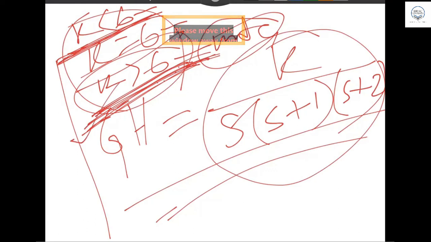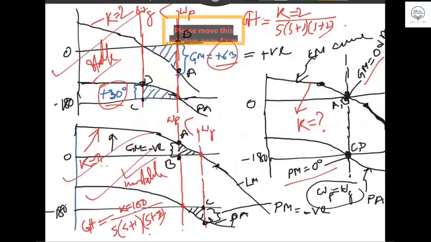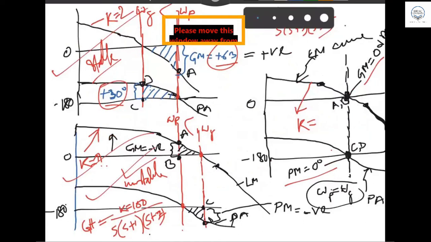Yes, sir. Okay, now my question is, for marginally unstable and critically stable, what should be the K value? K equals 6, sir. Why did you say 2? I was considering our value, sir. Now our value is, we assume 2. That's why we got it is stable. If we consider 6, then we'll get marginally unstable. Got my point? Yes, sir.